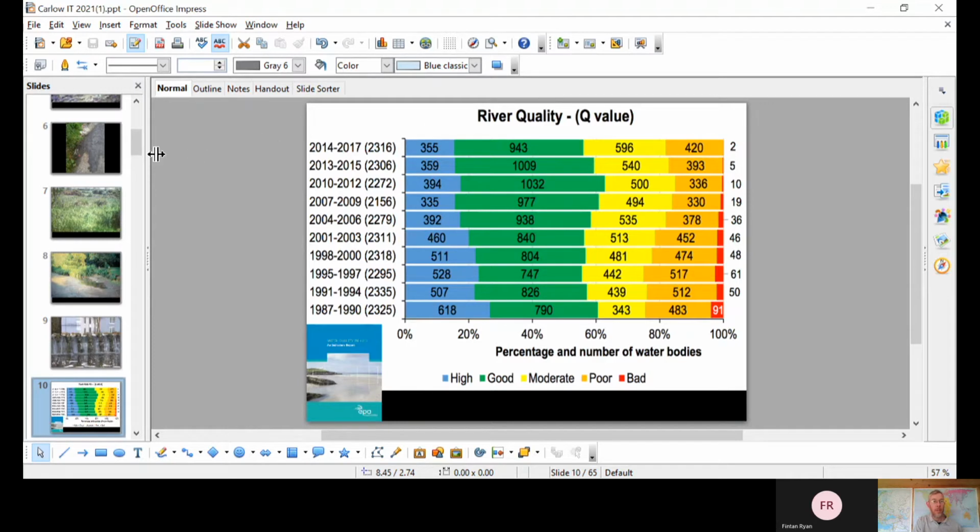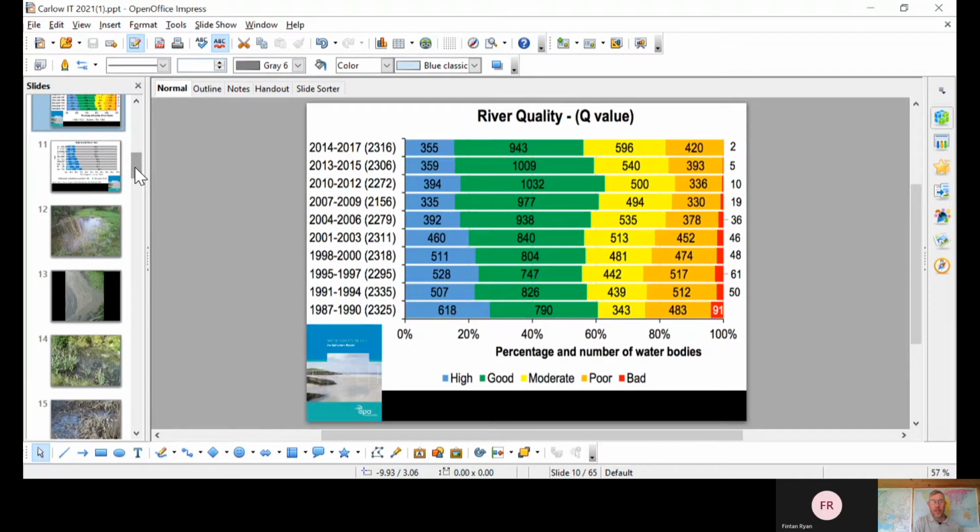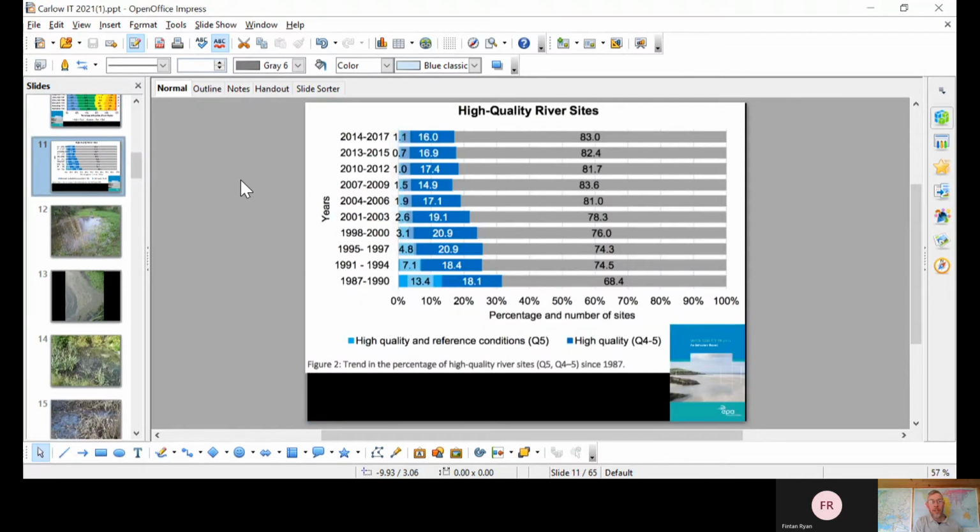So that's quite a worrying thing. It's obviously not a trend that we want to be encouraging. But if we look at those high quality rivers a little bit more closely, there's a more worrying trend. High quality and reference conditions, so that's kind of pristine waterways, have dropped from 13.4% of all of those waterways down to less than 1% in 2013 to 2015, and they've risen again slightly to 1.1%. But there's a huge drop. To have 1.1% of all of our rivers and streams at reference quality is very, very poor.